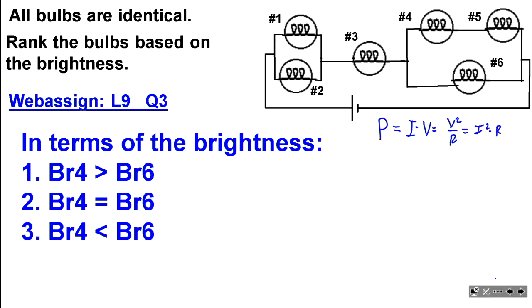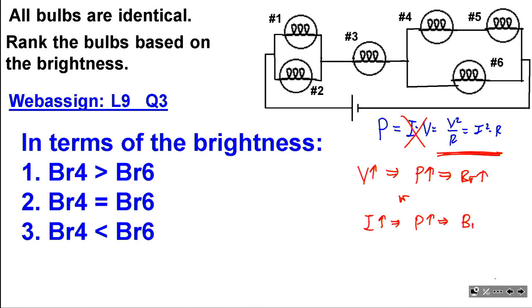And again, in terms of brightness, this is the least convenient expression. When all bulbs are identical, they have the same resistance. So which means higher voltage, brighter bulb. Or higher current, more power, brighter bulb.